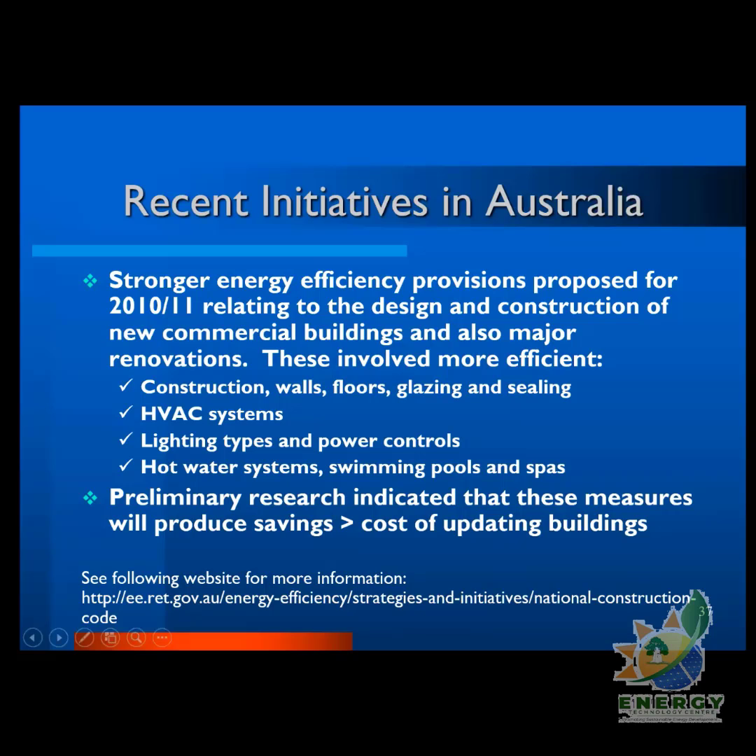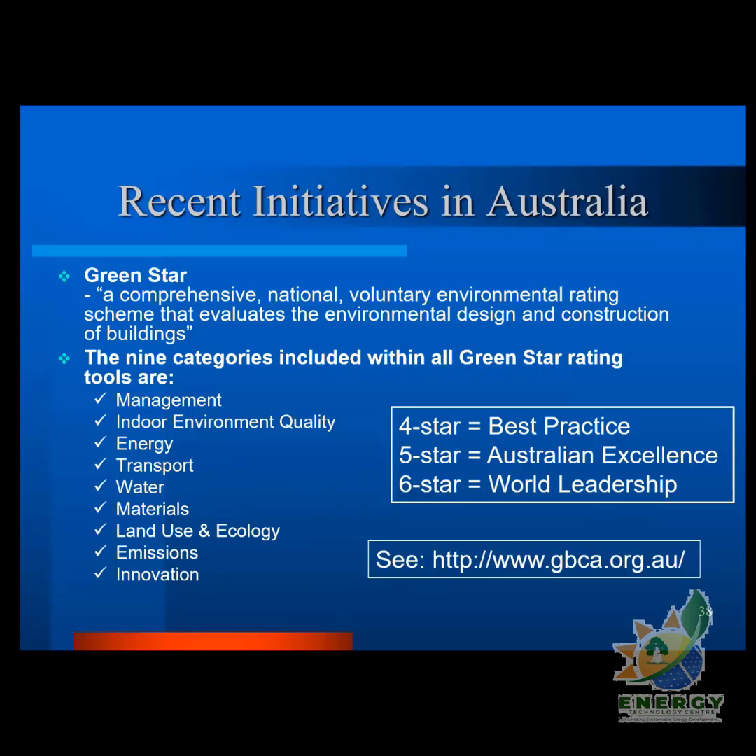So we have Green Star, which is also a comprehensive national voluntary environmental rating scheme that evaluates the environmental design and construction of buildings. Nine categories included within all Green Star rating tools are management, indoor environmental quality, energy, water, transport, materials, land use, emissions, and so on.